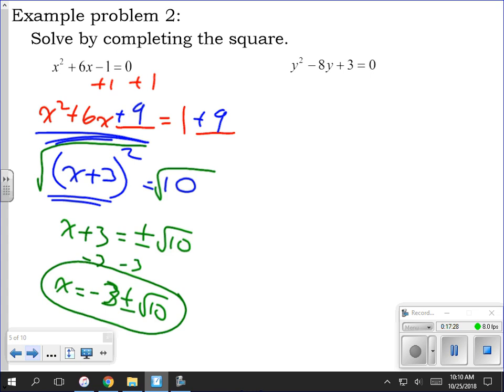Because how many answers do I have? I start with the square. How many am I supposed to have? 2. I have 2 answers. -3 plus root 10, -3 minus root 10. Those are my 2 answers. If you do it step by step, it's easy. If you don't do it step by step, really, you're not going to get it.